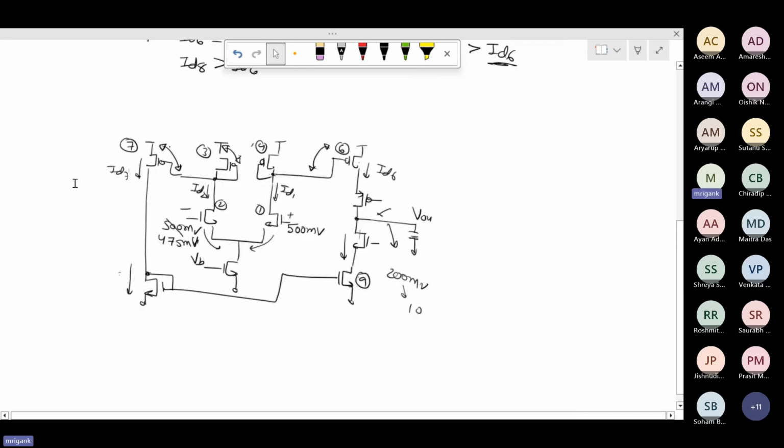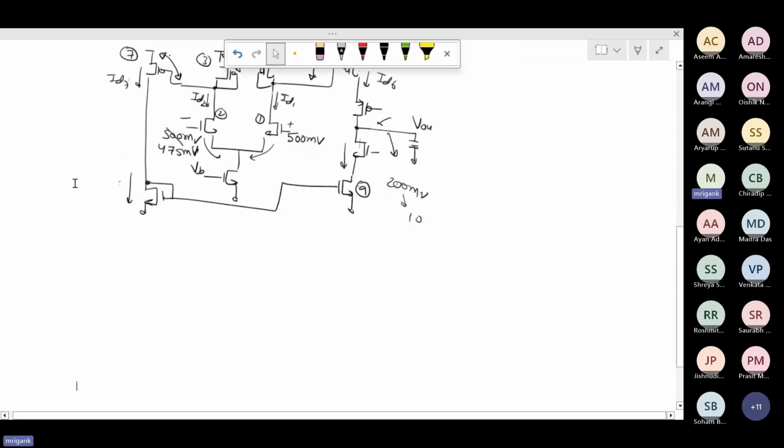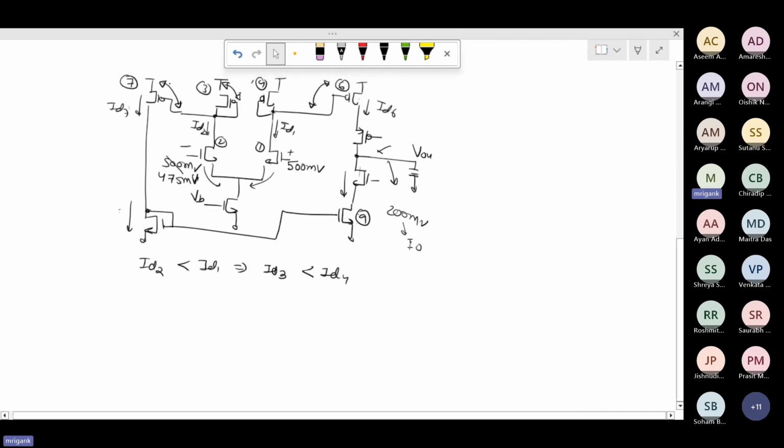Now, this is a scenario where I have put the gate voltage of M2 lower. What is going to happen? For the first stage, definitely because the gate voltage of M2 is lower, I will get DC current ID2 less than DC current ID1. That also means that DC current in ID3 will be less than DC current in ID4. Is that clear? Now, if that is the case, we know that ID4 is coming significantly bigger than ID3.